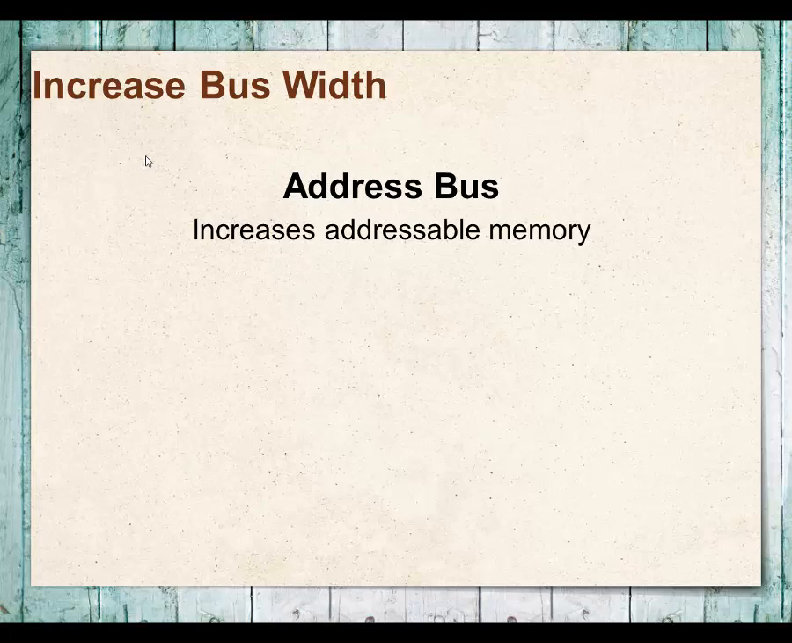If you think about one wire, I can only address 2 separate values, 0 or 1, which means I can only have 2 memory addresses. But if I have 2 wires, I can now address 00, 01, 10, 11. I've just doubled the amount of memory I can have. And that's true for every wire you add. It's useful to know that if I increase the address bus by 1 wire, I double the amount of memory I can now address.